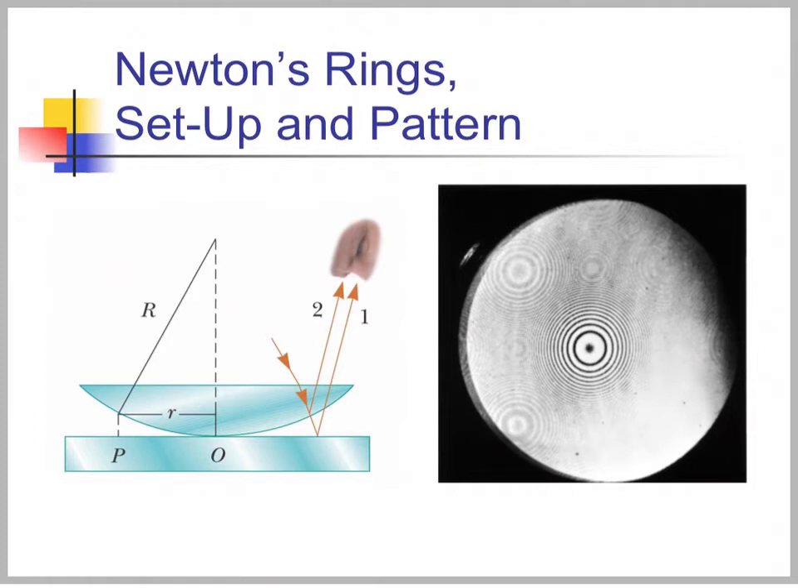So as we see light coming through the plano-convex glass, some of it's reflected off the surface, some of it goes through and is reflected off this surface, and as someone looks, we're going to see these ring patterns as we get alternating constructive and destructive interference.